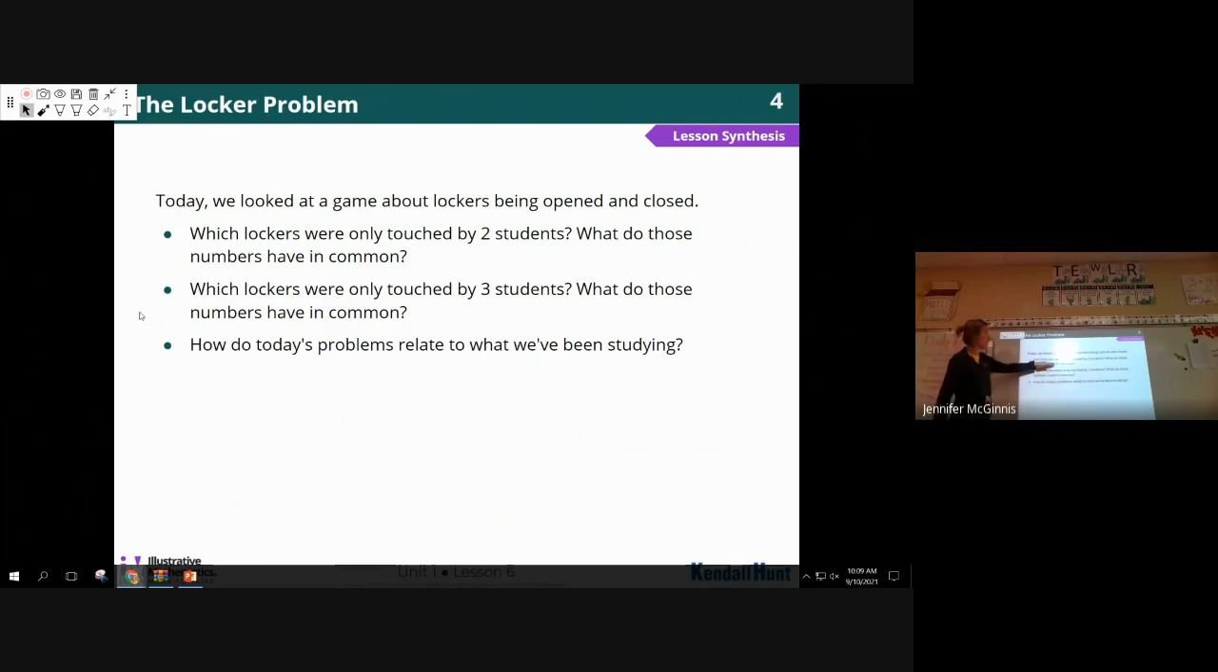We already talked about which lockers were only touched by 2 students. What kind of numbers were those? Prime numbers. The prime numbers were only touched by 2 students. Which lockers were only touched by 3 students? Composite. Well, a bunch of composite numbers. Which ones were only touched by the 3 students? Riley? If you remember, they were numbers 4 and 9. What did 4 and 9 have in common?